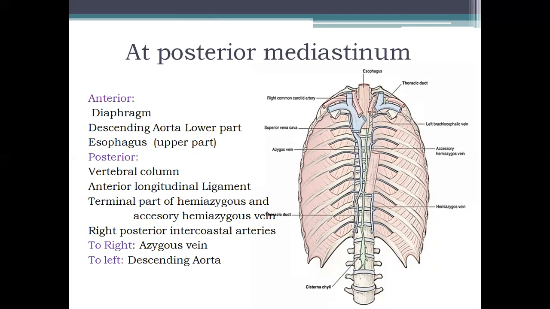And we will also have the right posterior intercostal arteries. Here we will have the right posterior intercostal arteries. To the right again here, we will have the Azygos vein, and to the left, we will have the descending thoracic aorta.